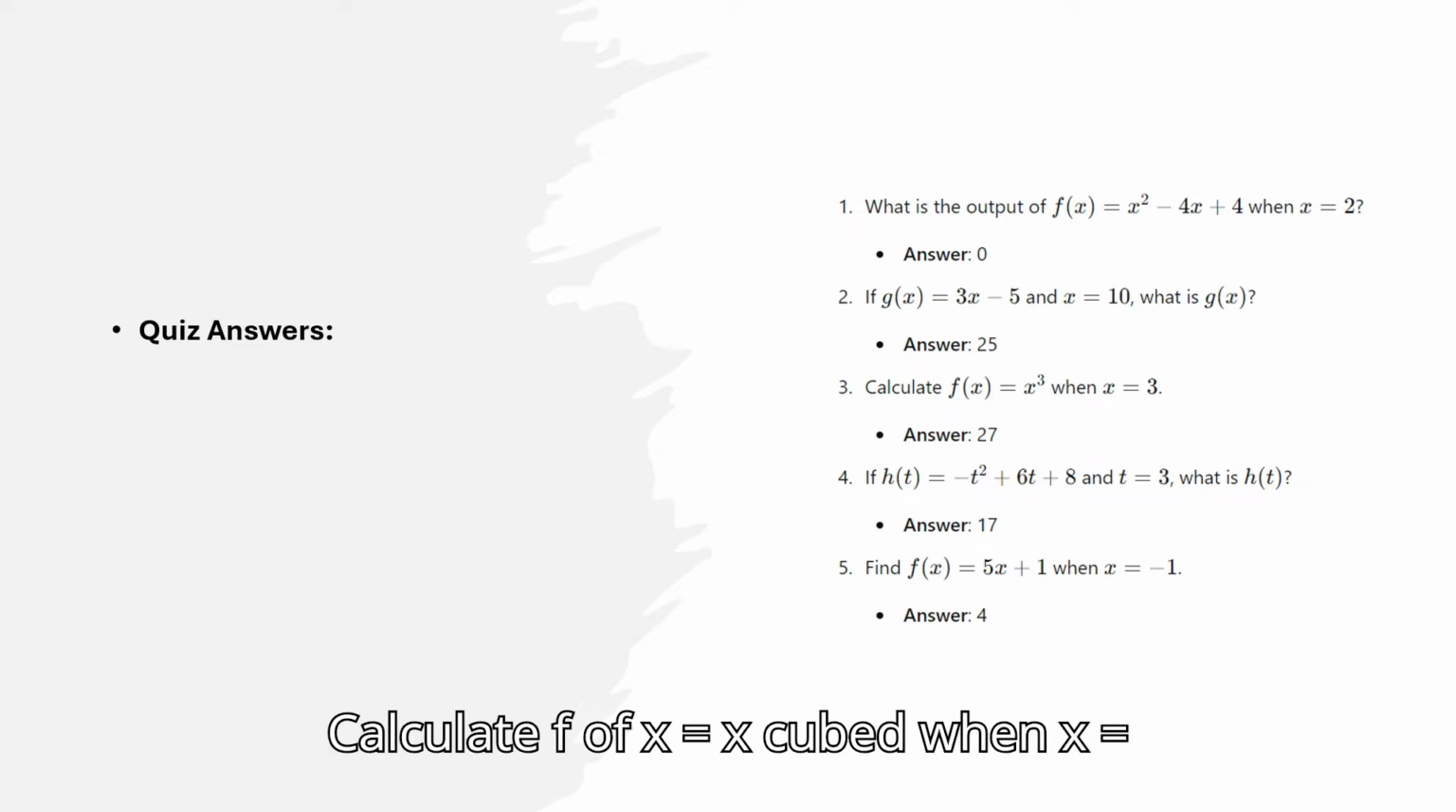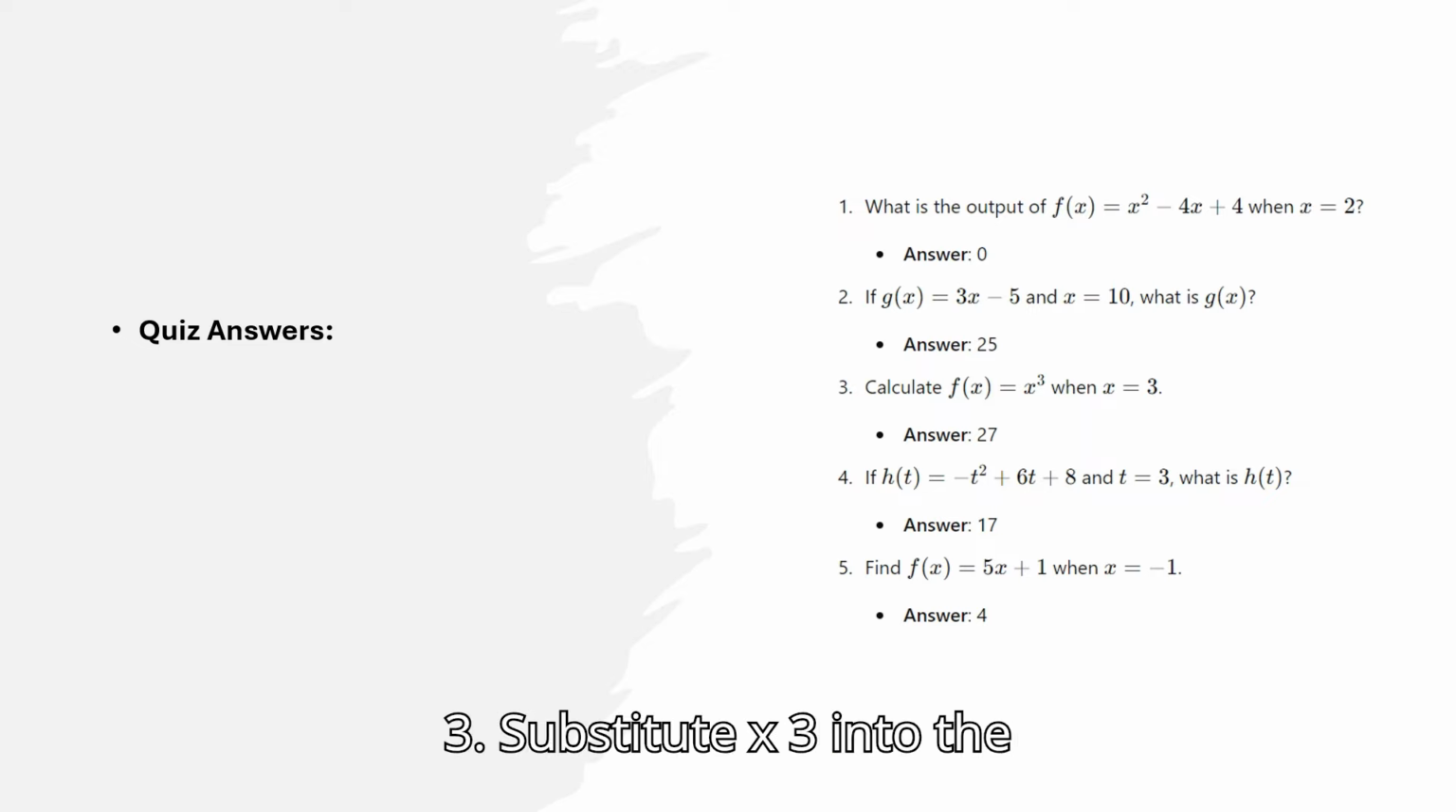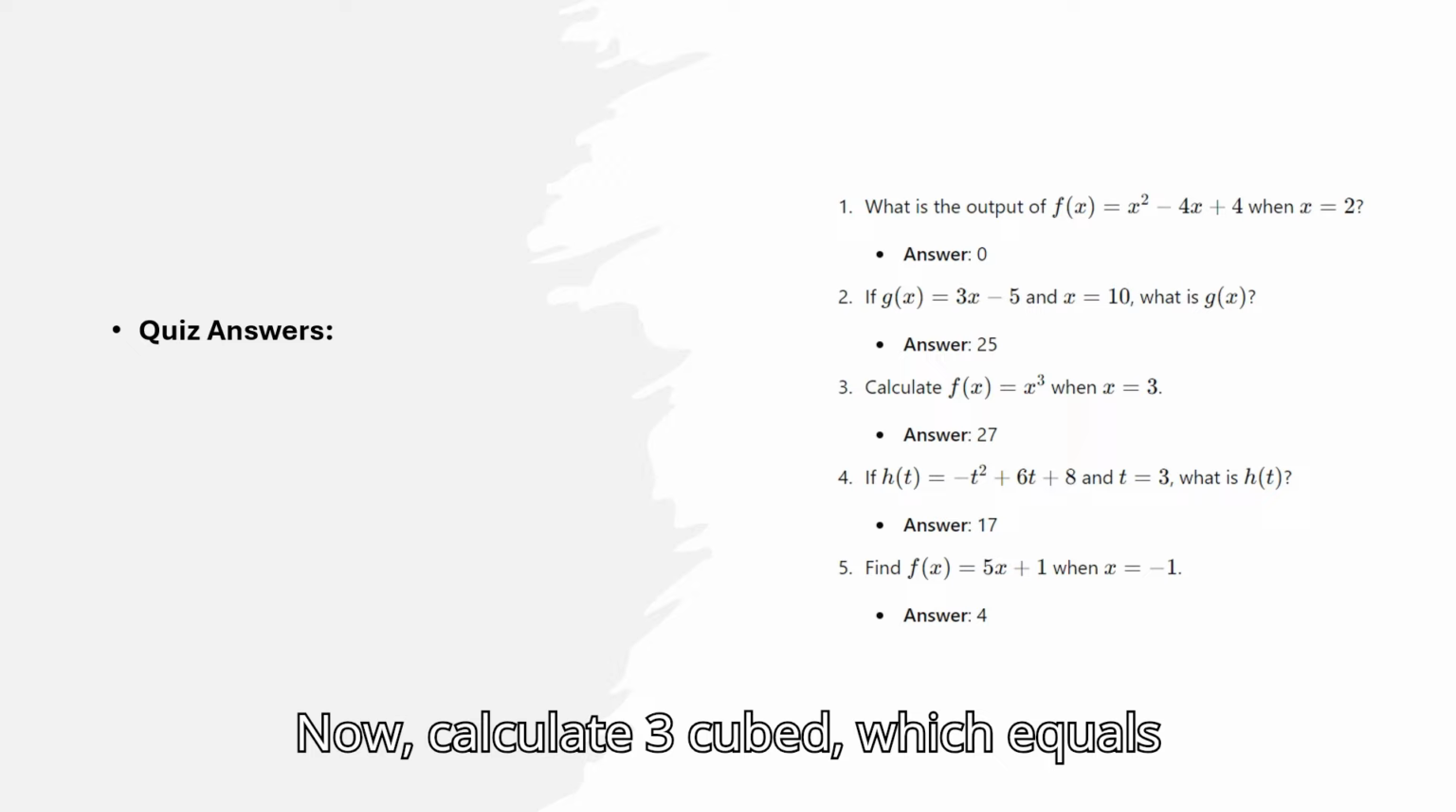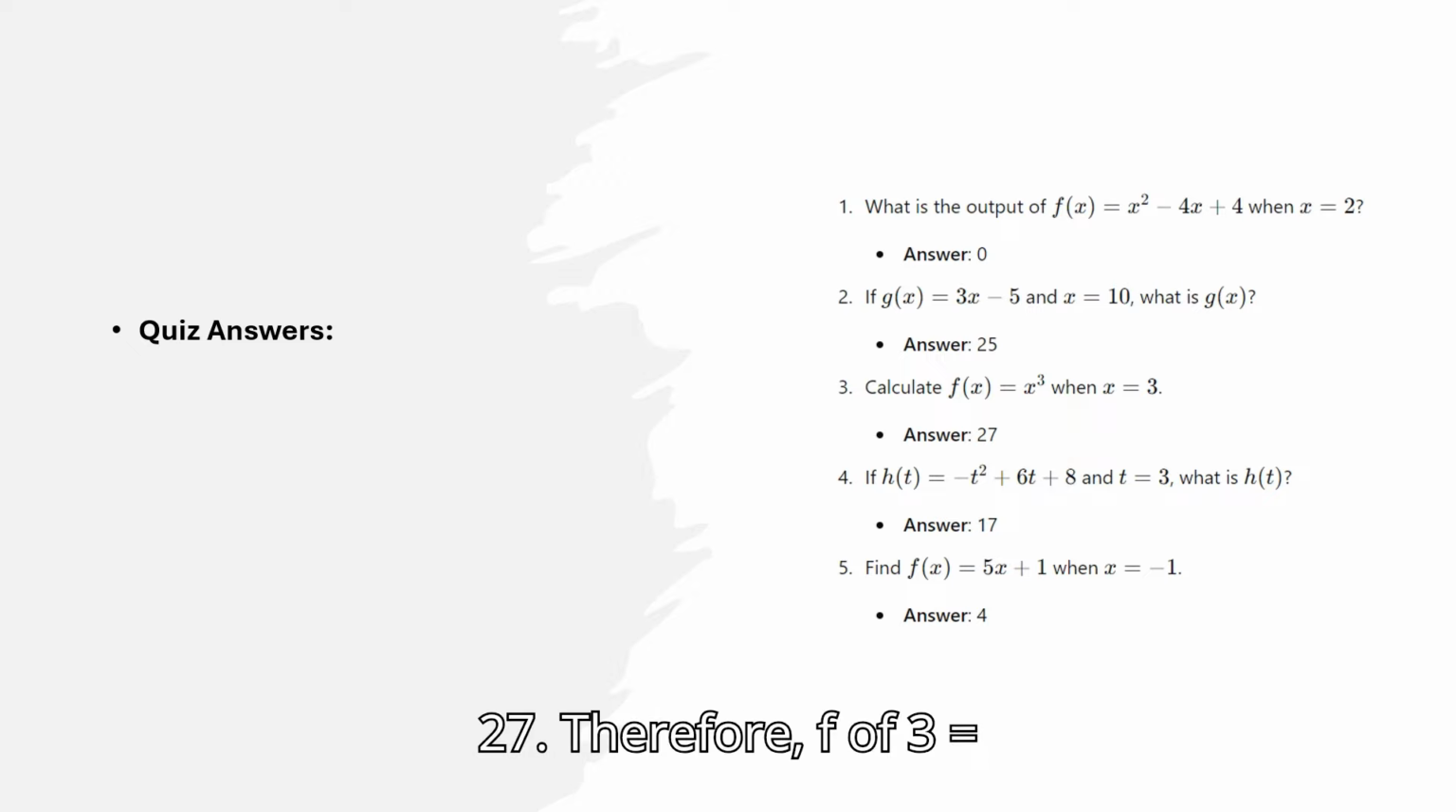Calculate f of x equals x cubed when x equals 3. Substitute x equals 3 into the function. F of 3 equals 3 cubed. Now, calculate 3 cubed, which equals 27. Therefore, f of 3 equals 27.